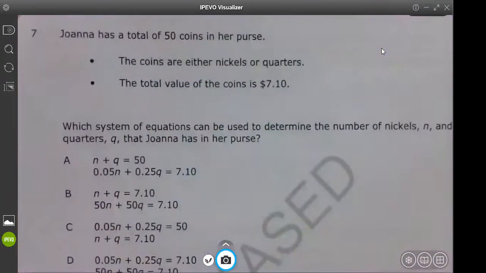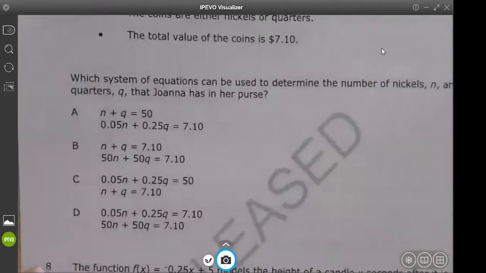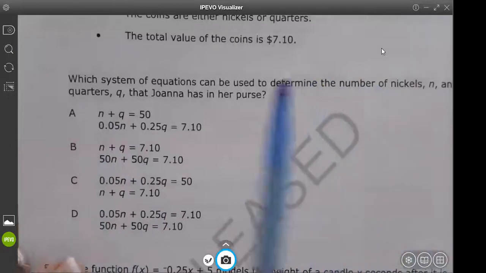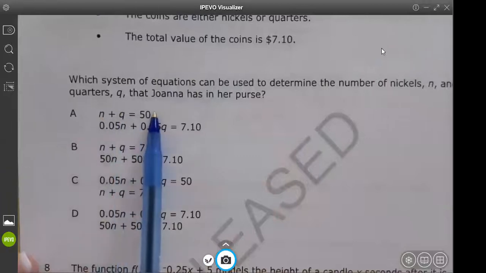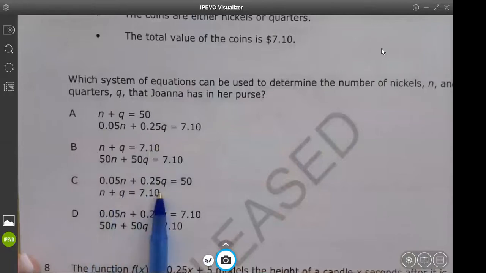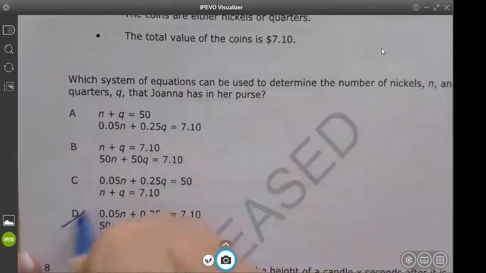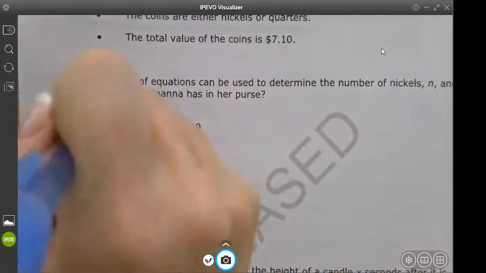You'll get some like number 7 where you're just setting up equations and they're really easy. You just have to read. So Joanna has a total of 50 coins in her purse. The coins are either nickels or quarters. So if you look at your equations, we have N's and Q's, nickels and quarters. We have 50 of them. So nickels plus quarters equal 50. Some of these other equations have all kinds of jacked up mess, right? This one's not going to be it. You already know. Has to be this one.